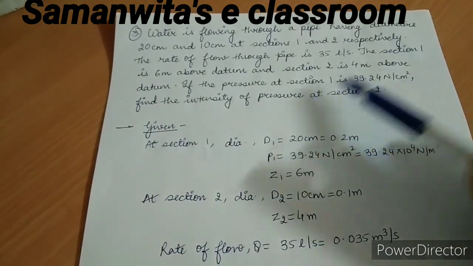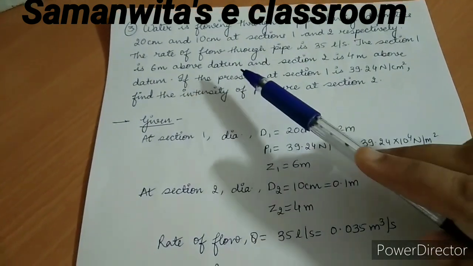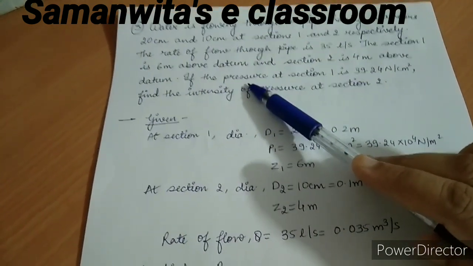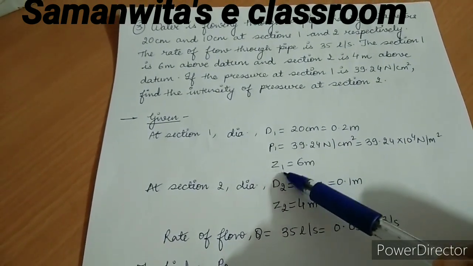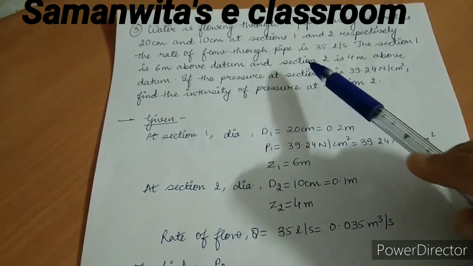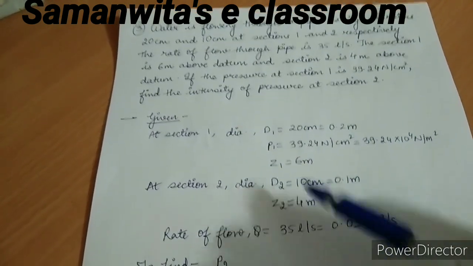The section 1 is 6 meter above the datum. So from the reference line, your height at which your section 1 is lying is 6 meter. So I write down Z1, which is the datum head at section 1, is 6 meter. And section 2 is 4 meter above the datum, so Z2 is 4 meter.